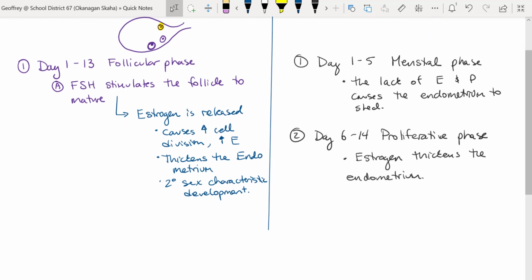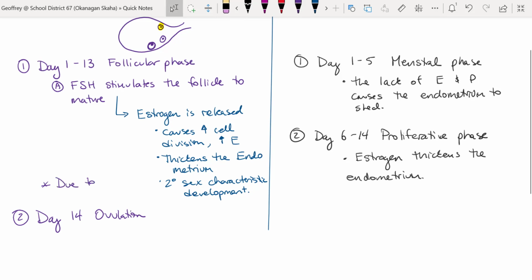So if we go down just a little bit here, on day 14, oh, by the way, just a quick note, here is when we get that spike in estrogen. When we get past that threshold, it causes a spike in LH, and this is when we get ovulation. So on day 14, we get ovulation, and we'll just write this in: due to increased E and spike in LH. Now remember, if you look back at last time's video, that spike in estrogen is a positive feedback loop originally.